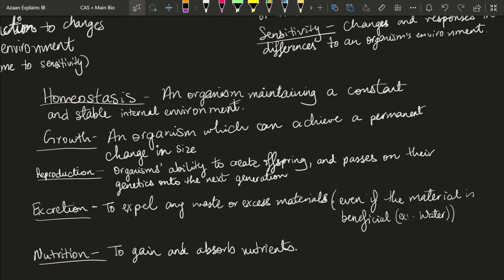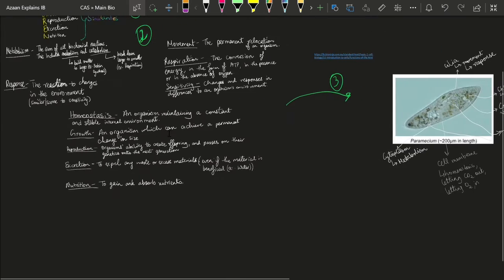Excretion refers to expelling waste and excess materials, even if the materials may be beneficial. In humans, for example, the urine that we excrete contains a lot of water. So even if that water may or may not have been good for us, it still leaves the system sometimes. And nutrition is simply an organism's ability to gain and absorb nutrients.